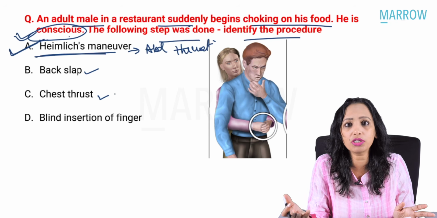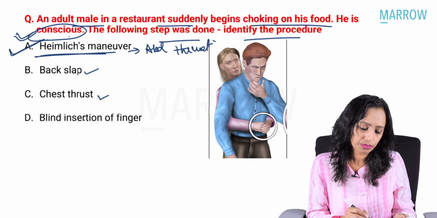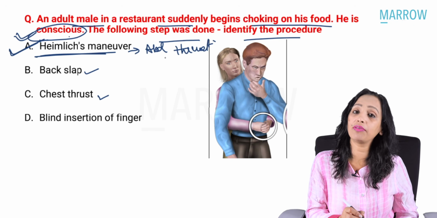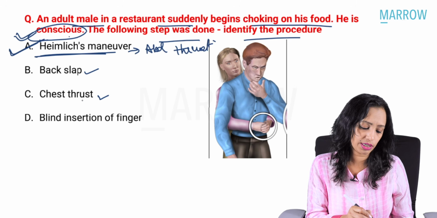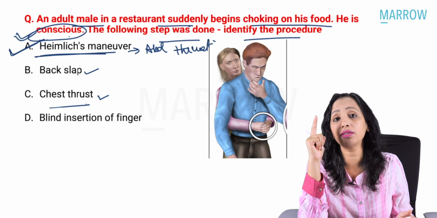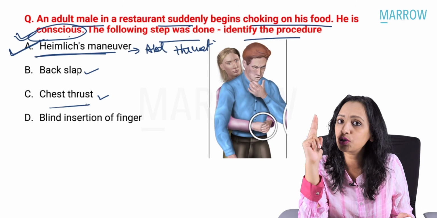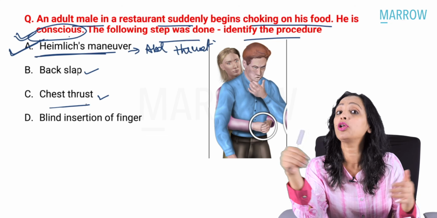That is a normal response when we find anybody choking on food. Yes, and I told you that Heimlich maneuver is abdominal thrust, that is not chest thrust. So when do we give chest thrust? We give chest thrust when it is an infant. When the child is less than 1 year, we cannot give Heimlich maneuver. Another place where we can give chest thrust is whenever the patient is very obese.